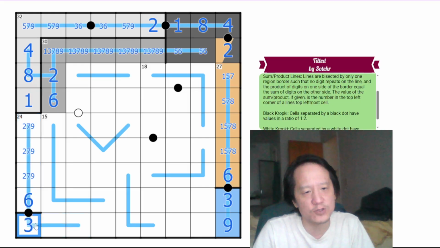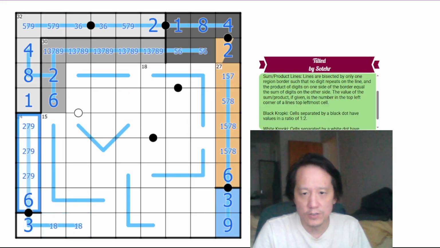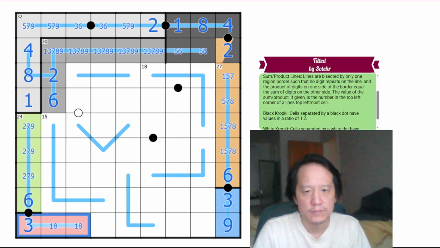Therefore, we can't have a 2 remaining in the product of this line. It has to be 1 and 8, I believe. It can't be 4 and 2, which multiplies to 24. Yeah, so it has to be 1 and 8. So this is one region. It cannot be the gray region. We're going to make it a green region, and this must be a separate region. So this is red. Okay.